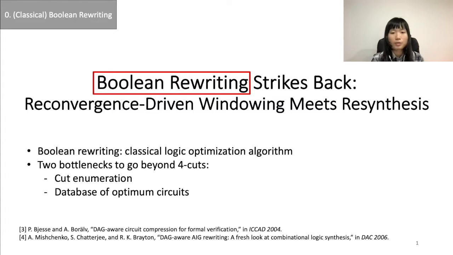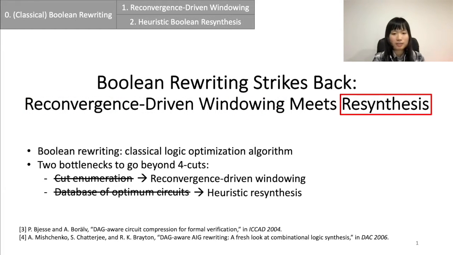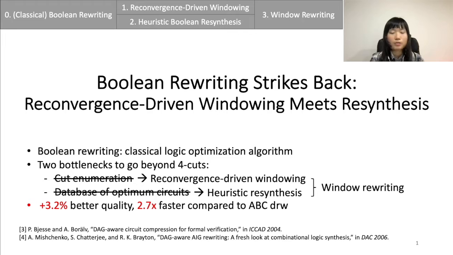In this work, we try to surmount this limitation by, first, using one good window for each node instead of a lot of cuts, where we propose a new idea of windowing called Reconvergence-Driven Windowing. And second, we replace database lookup by a heuristic resynthesis method. Combining the two of them, we call our new algorithm window rewriting. Compared to the state-of-the-art rewriting implementation in ABC, we obtained not only better optimization quality, but also faster runtime.